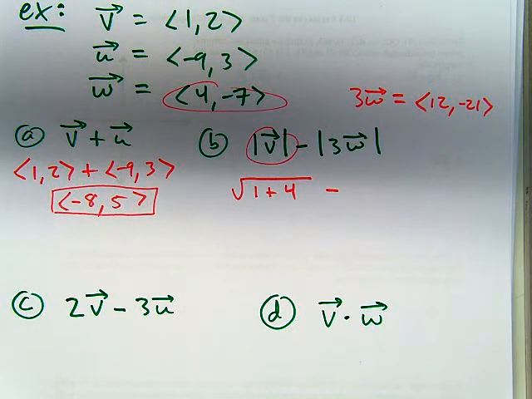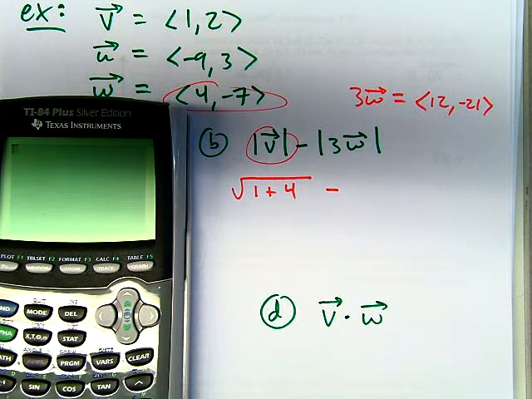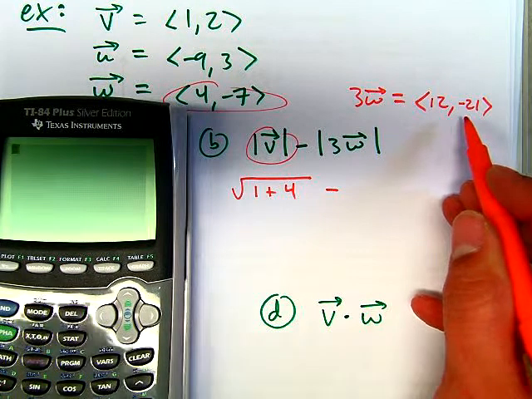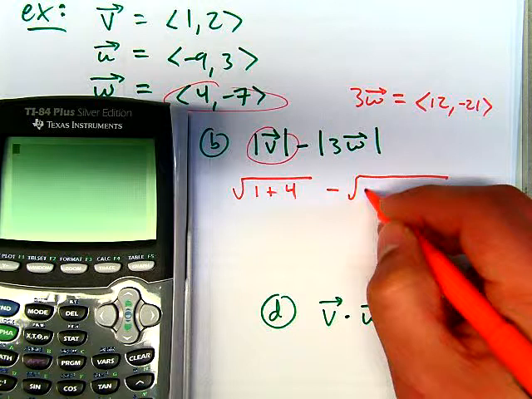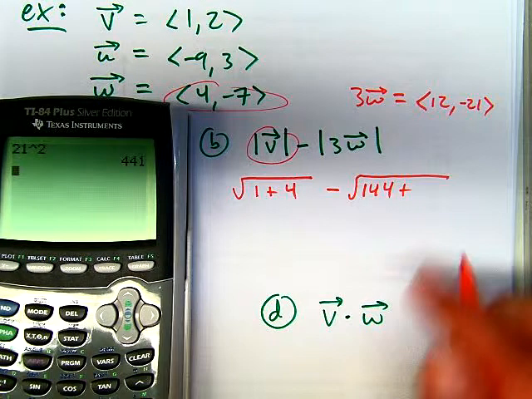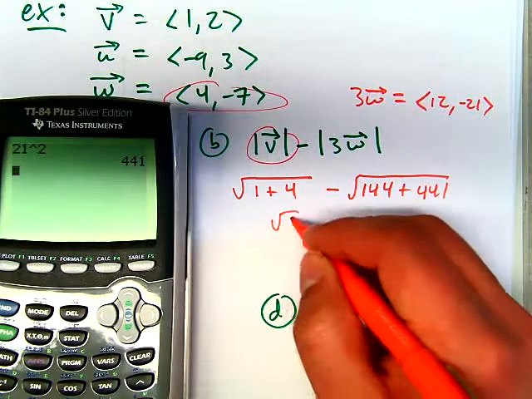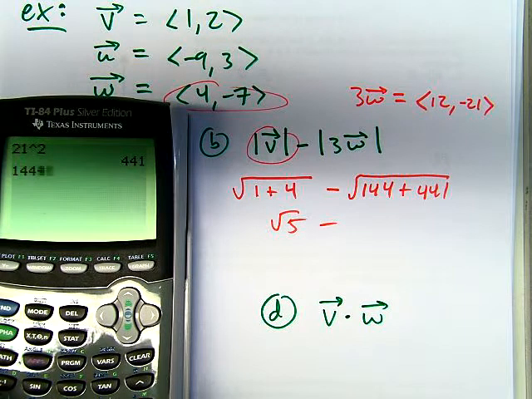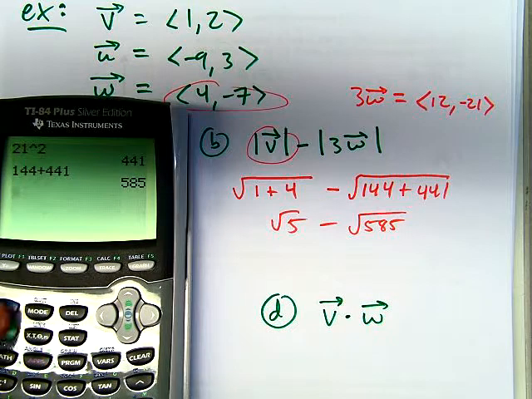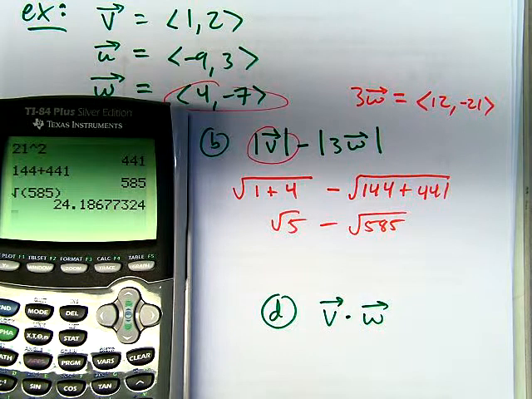Alright? And now if you add those up, well, square them first. I'll use my calculator here. This means find the length of this vector over here. So we're going to do the square root of 144. That's 12 squared. 21 squared is 441. So we get the root of 585. Square root of 585, not a perfect square.